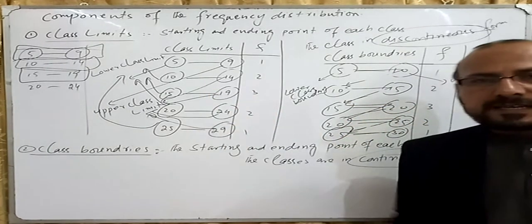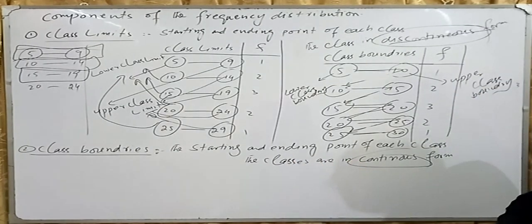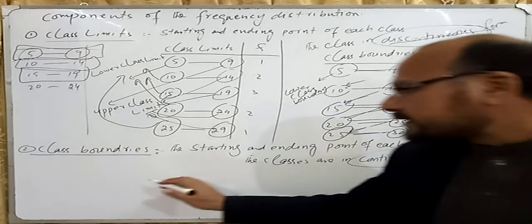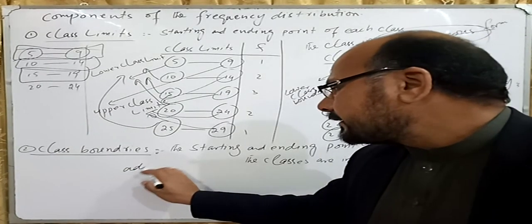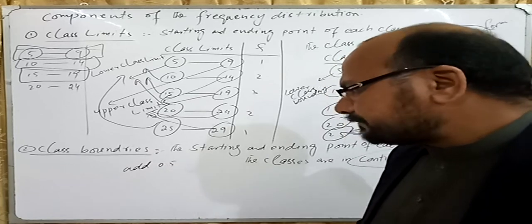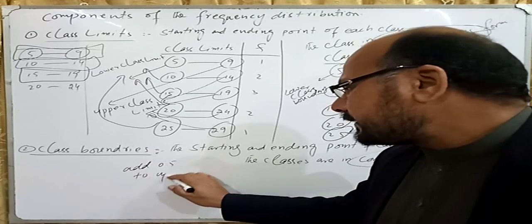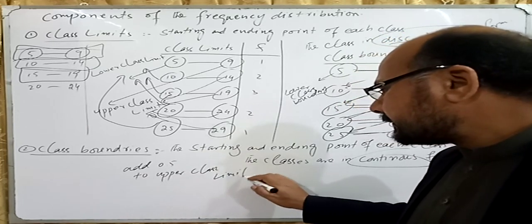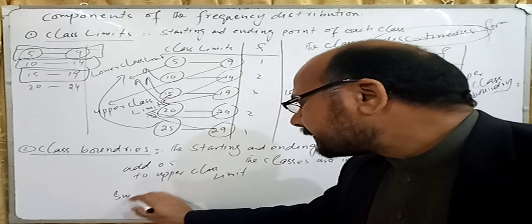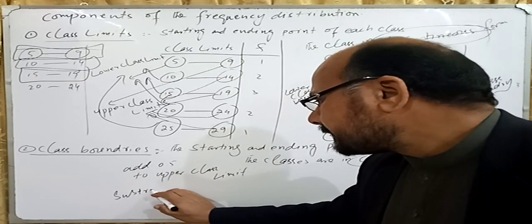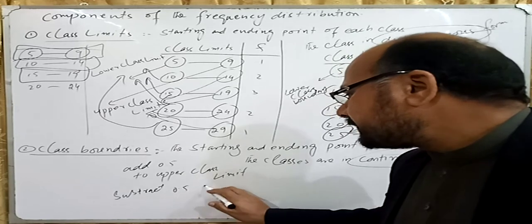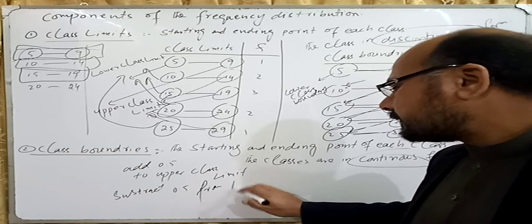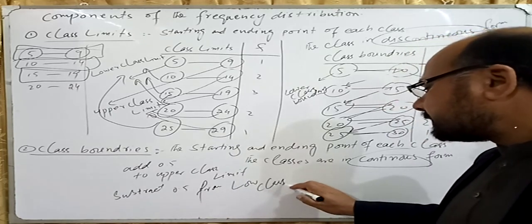How can we convert the class limits into class boundaries? This is also important to understand, that you can convert the class limit into class boundaries. Just add 0.5 to the upper class limit and subtract 0.5 from the lower class limit.